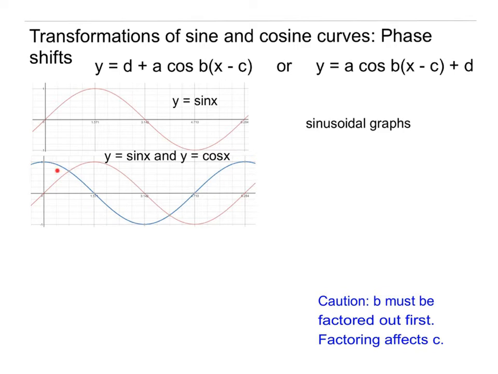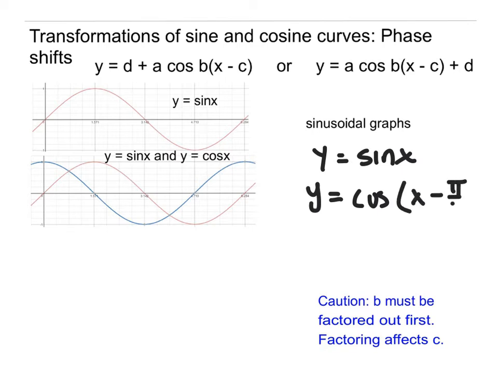And if there was some way that I could pick up the blue, you could see that if I just moved it over, it would sit right on top of sine. So this is sinusoidal. What that means for you is that the graph of y equals sine x, and the equation y equals cosine x moved to the right pi over 2, will get you the same graph.